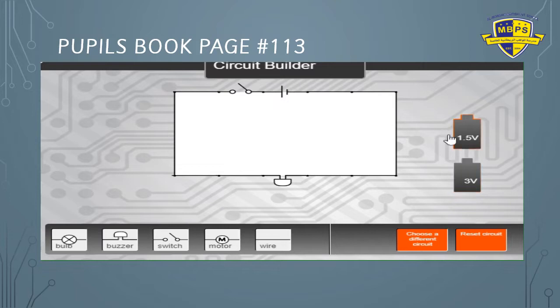Now let's see what the buzzer does. The buzzer makes a buzzing sound. It makes a sound, and when we increase the battery, the sound becomes louder. And the same is the case for the motor. When you increase the battery, it will move faster. Let's go for the next circuit builder.